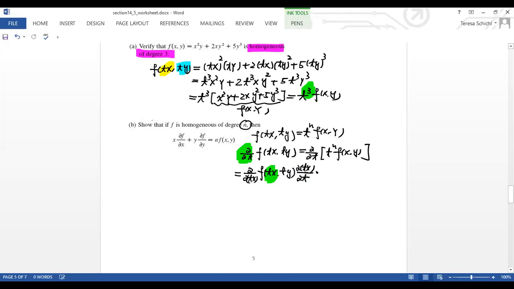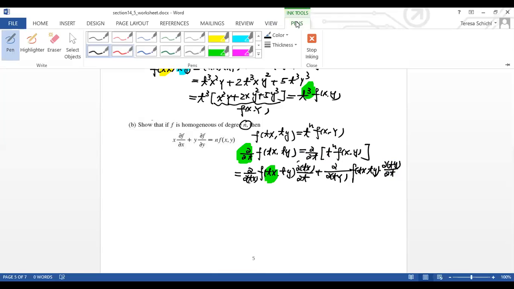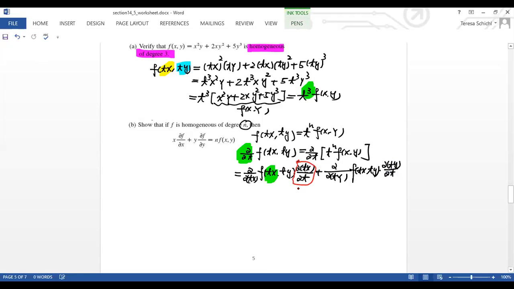The same way here, you have the partial of ty, so you have f of tx, ty, then the chain rule, you have the partial of ty with respect to t. Now let's take a look. The partial of tx with respect to t gives you x, and the partial of ty with respect to t gives you y. So I know the partial of f at tx, ty times x, plus the partial of f with respect to the ty at tx, ty times y.